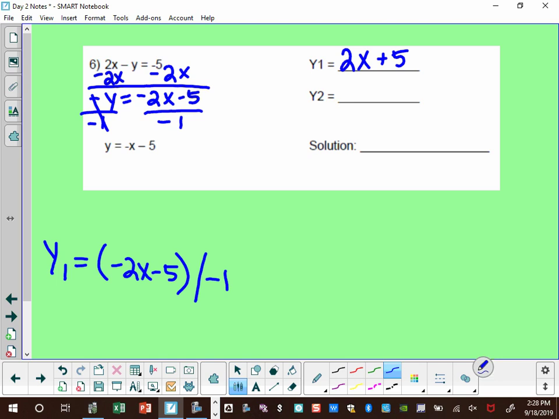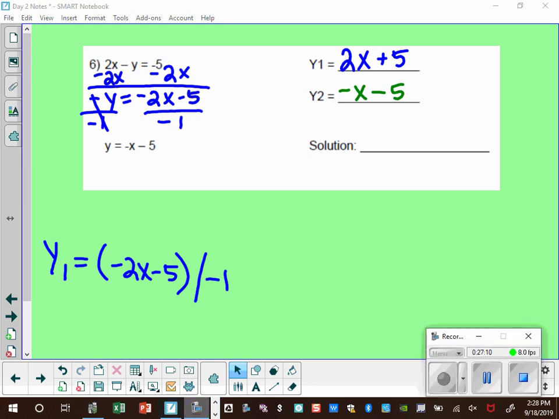And then my second equation is the exact same. I don't have to solve anything. It's already in y equals. So negative x minus 5. All right, I want you guys to go to your calculators. Type this in, look at your line, find your intersection.